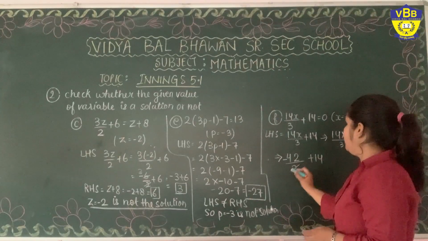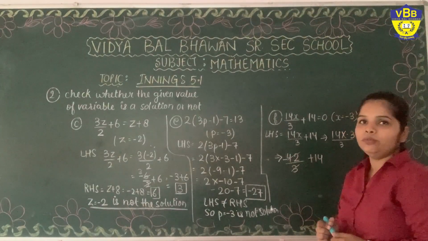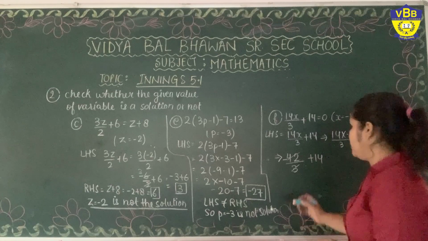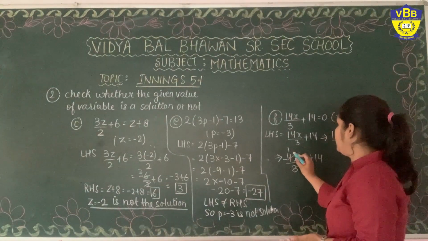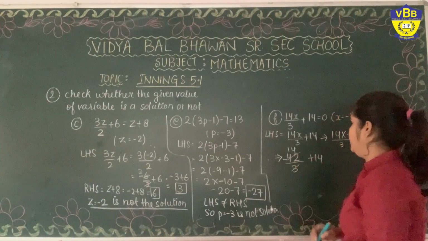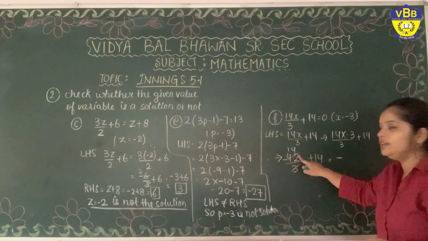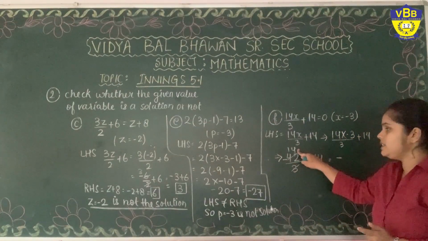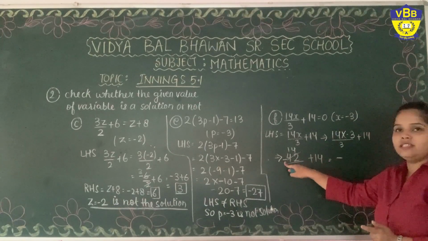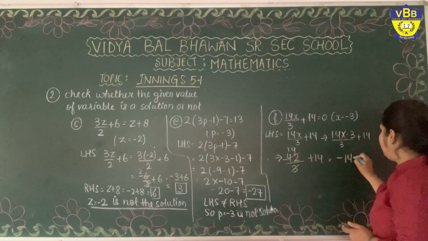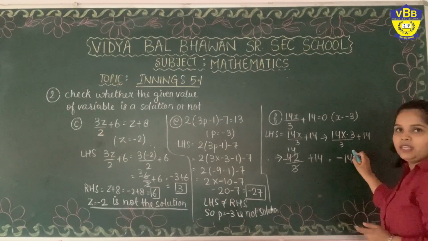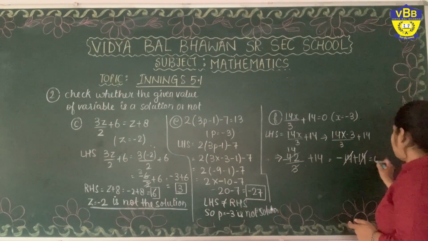Solve it. You will divide it. When you divide 42 by 3, it will be completely divisible. 3 fours are 12, remainder 0. It is minus 14 plus 14. Here we have divided 42 by 3. Answer is minus 14 because it is minus here. So minus 14 plus 14, answer is 0.